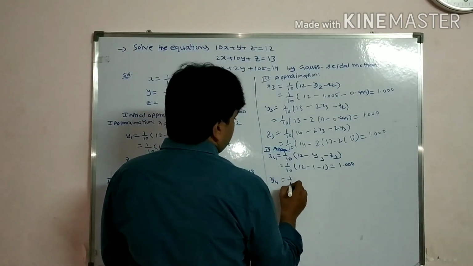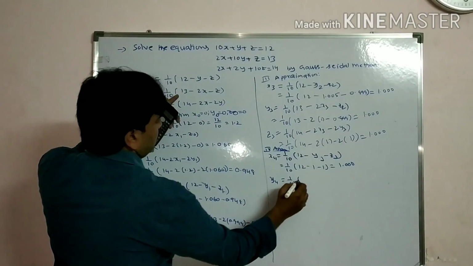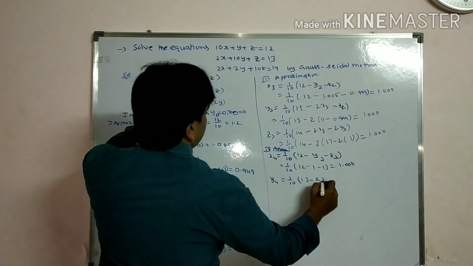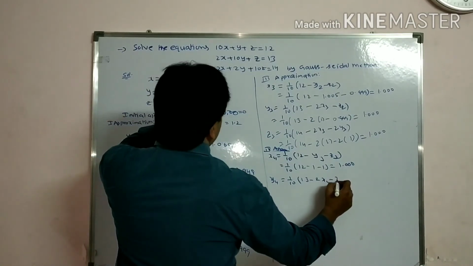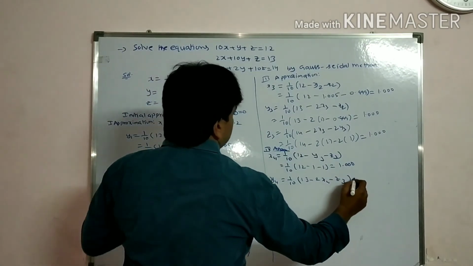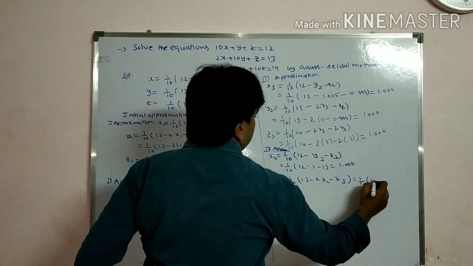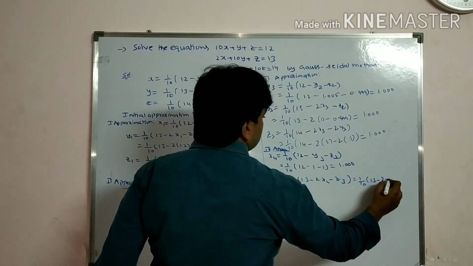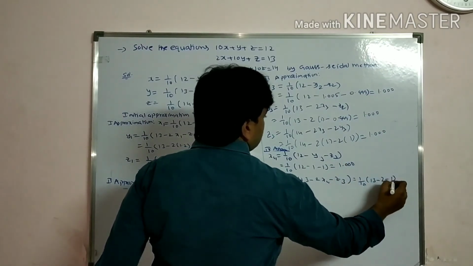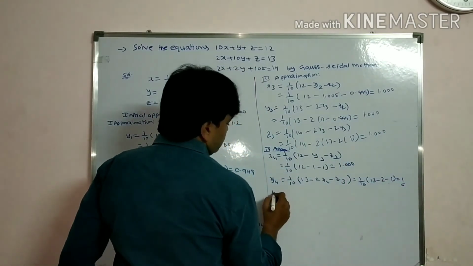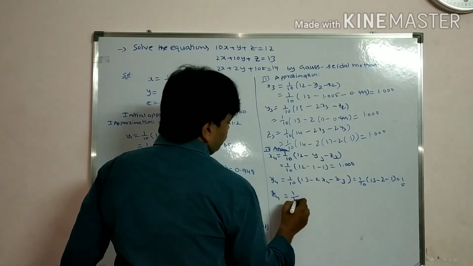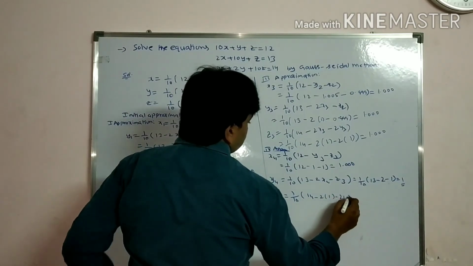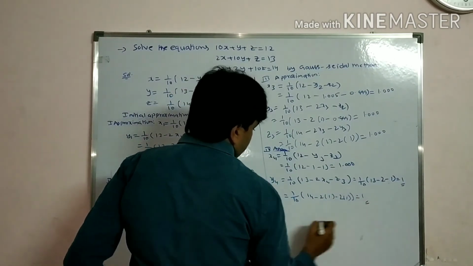y4, students, 1 by 10, 13 minus 2 x4, students, so x4 minus z3. So that is equal to 1 by 10, 13 minus 2 into x4. x4 value is 1, so minus 2. z3 value also 1, students. So 10 by 10 gives 1, students. z4 is equal to 1 by 10, 14 minus 2 into 1 minus 2 into 1, students. So you get here also 1, students.